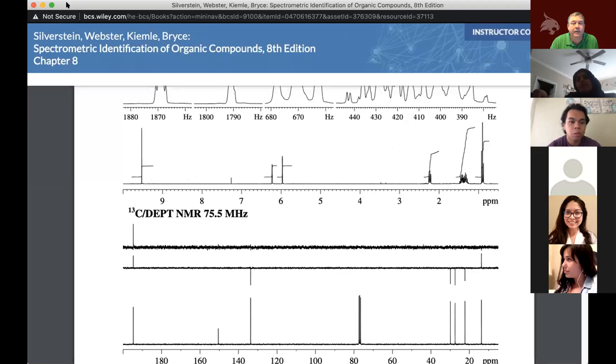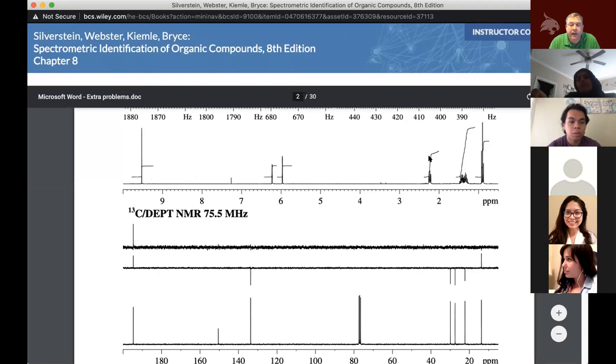So the fact that this is split into a triplet means it's next to two other hydrogens, and it's high. So that's going to be the one next to the carbonyl. These two are split into multiplets, so we can't really tell. There might be a triplet, there might not. This is definitely, I think so, the overlapping of two multiplets.